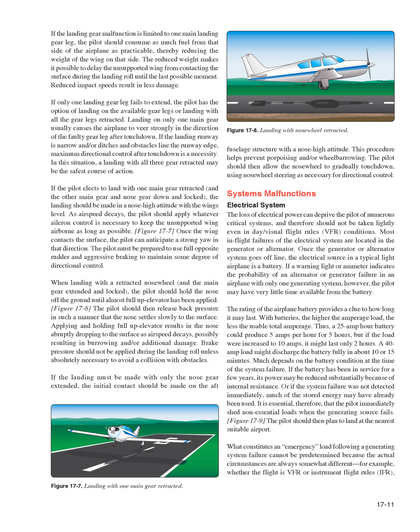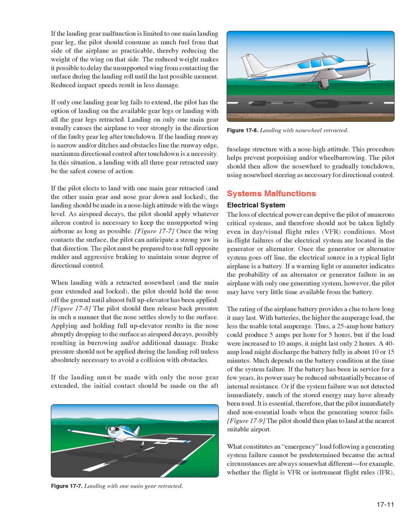When landing with a retracted nose wheel, and the main gear extended and locked, the pilot should hold the nose off the ground until almost full up elevator has been applied. Figure 17.8. The pilot should then release back pressure in such a manner that the nose settles slowly to the surface. Applying and holding full up elevator results in the nose abruptly dropping to the surface as airspeed decays, possibly resulting in burrowing and/or additional damage. Brake pressure should not be applied during the landing roll unless absolutely necessary to avoid a collision with obstacles.